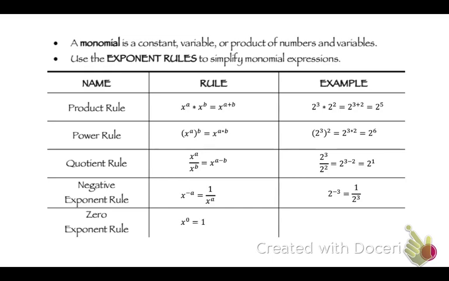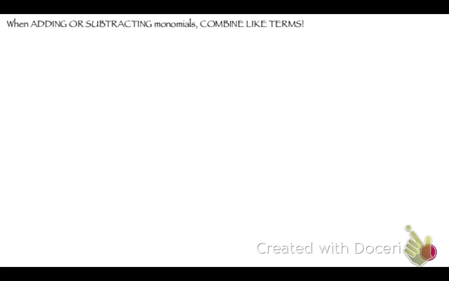And then anything to the 0 power is 1. So 2 to the 0 is 1. 1,579,410 to the 0 power is also 1. Okay? So when adding or subtracting monomials, we have to combine like terms. So let's use our exponent rules to simplify this down.